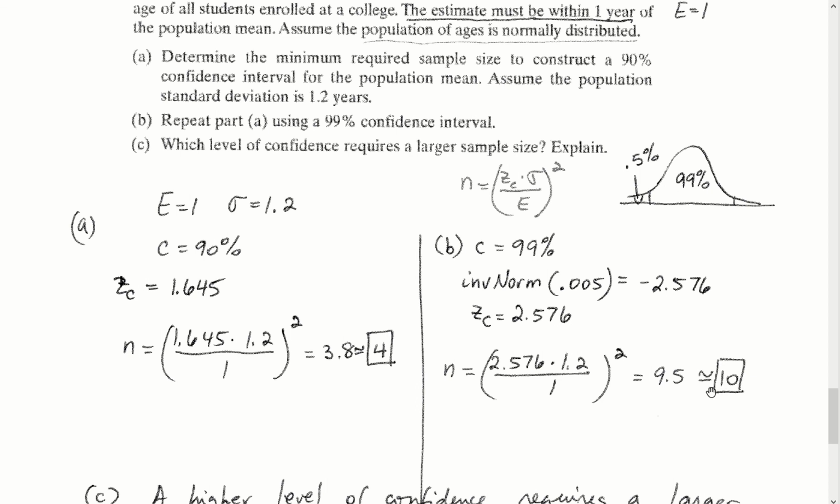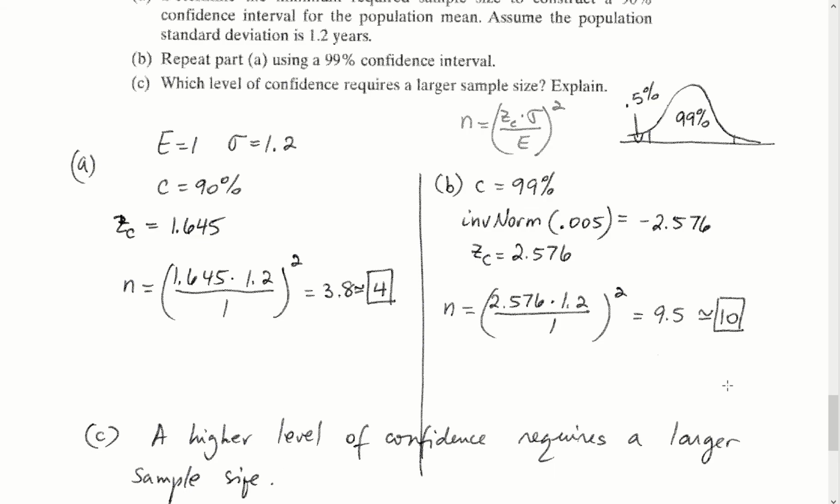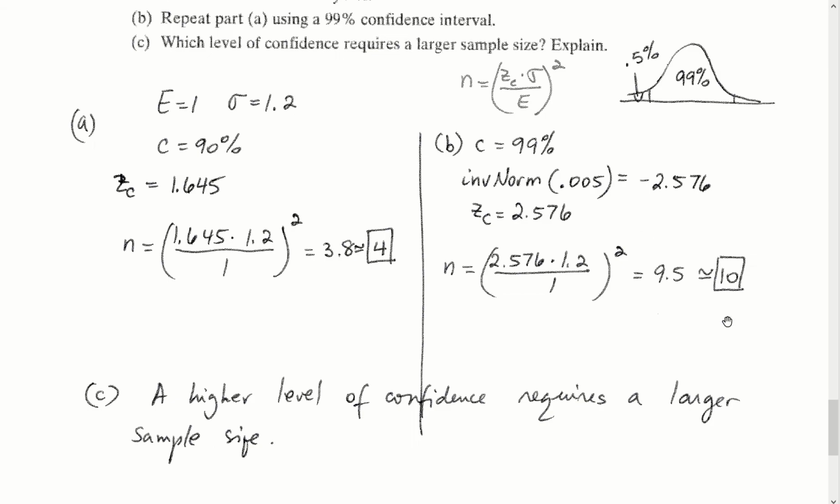The last thing they're asking us for is to compare which confidence level requires the larger sample size. Well, the answer is the 99% confidence interval. At the end of the day, if you want to be more confident, the way you can be more confident is by having more information. Right? So to go from 90% confident to 99% confident, we needed to have a larger sample. And so the takeaway here is that a higher level of confidence will always require a larger sample size.